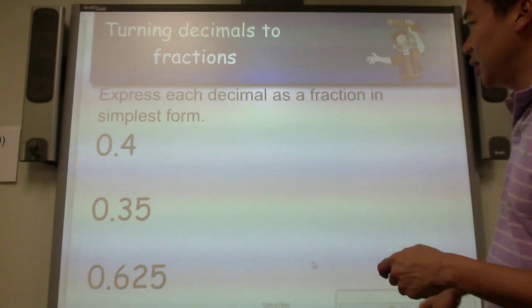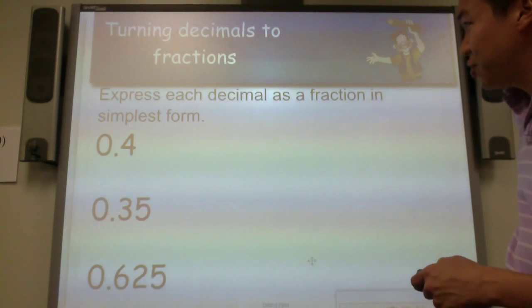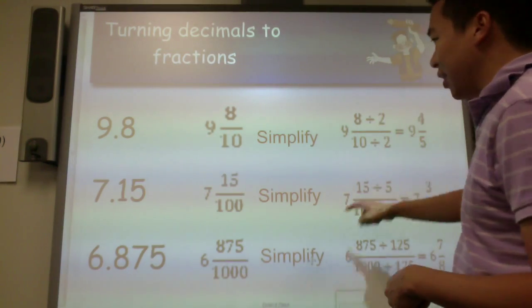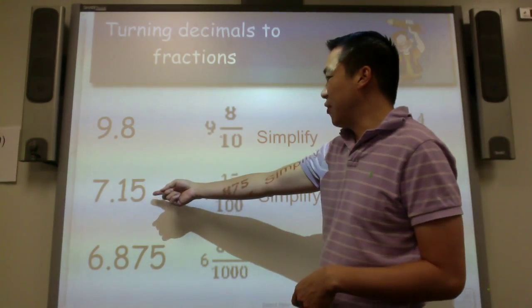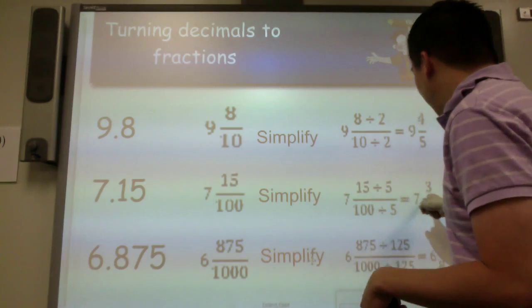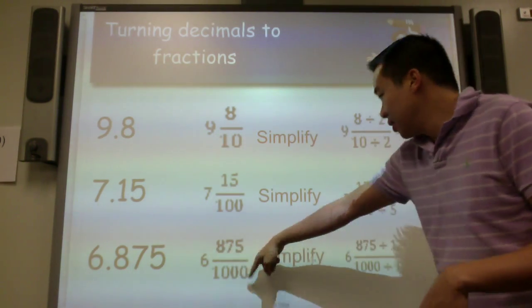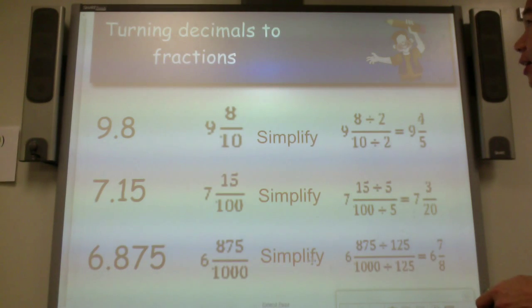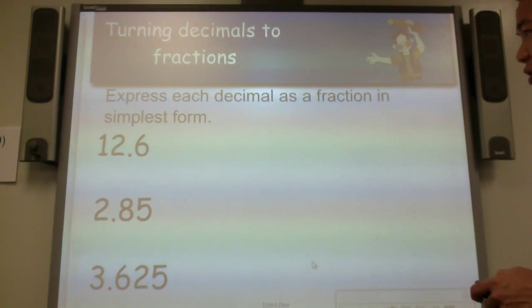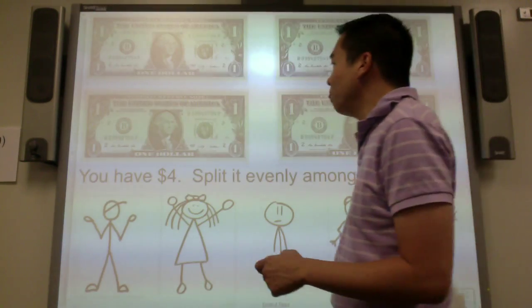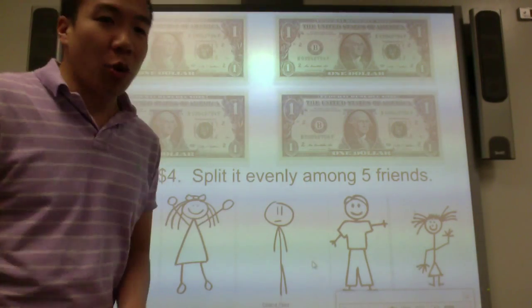Let's see. Here are more examples. For example, 9 and 8/10 simplifies to 9 and 4/5. 7 and 15 hundredths simplifies to 7 and 3/20. 6 and 875 thousandths simplifies to 6 and 7/8. And so on and so on. All right, now, our next activity. You have $4.